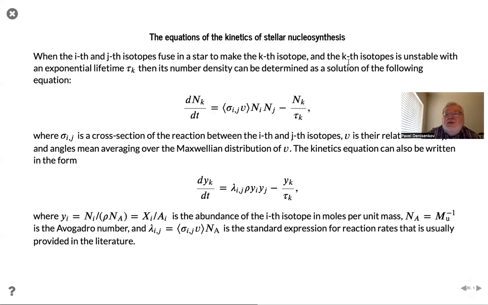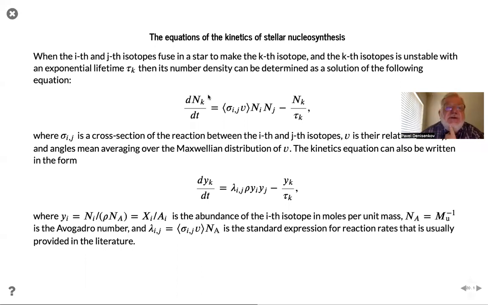And if the k isotope is unstable with an exponential lifetime tau sub k, then its number density, the number density of the k isotope in these two reactions, its production and its decay, can be determined as a solution of the following differential equation.